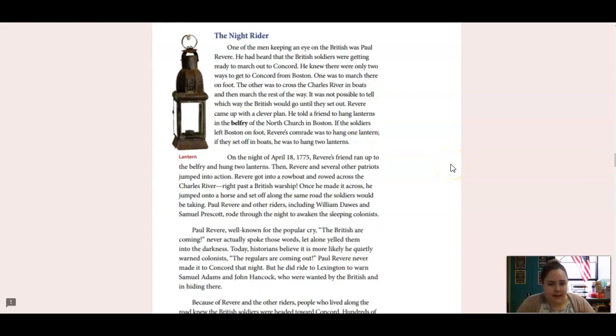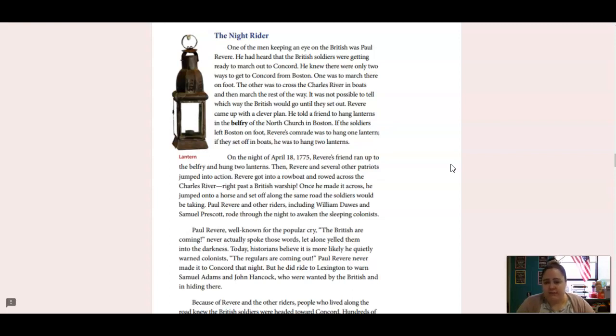The Night Rider. One of the men keeping an eye on the British was Paul Revere. He had heard that the British soldiers were getting ready to march to Concord. He knew there were only two ways to get to Concord from Boston. One was to march there on foot. The other was to cross the Charles River in boats and then march the rest of the way. It was not possible to tell which way the British would go until they set out.